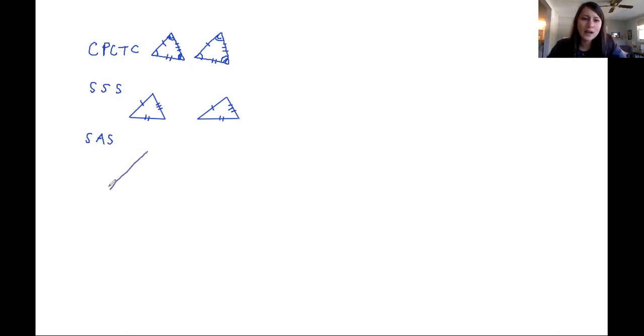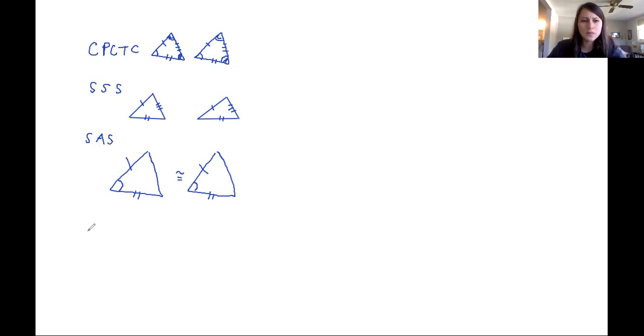Then finally, we have the side, angle, side. And that is saying that if I have a side, an angle, and then another side, so consecutively looking at a side, an angle, and a side, so your angle is sandwiched between 2 corresponding and congruent sides, then these two triangles could be explained to be congruent there.